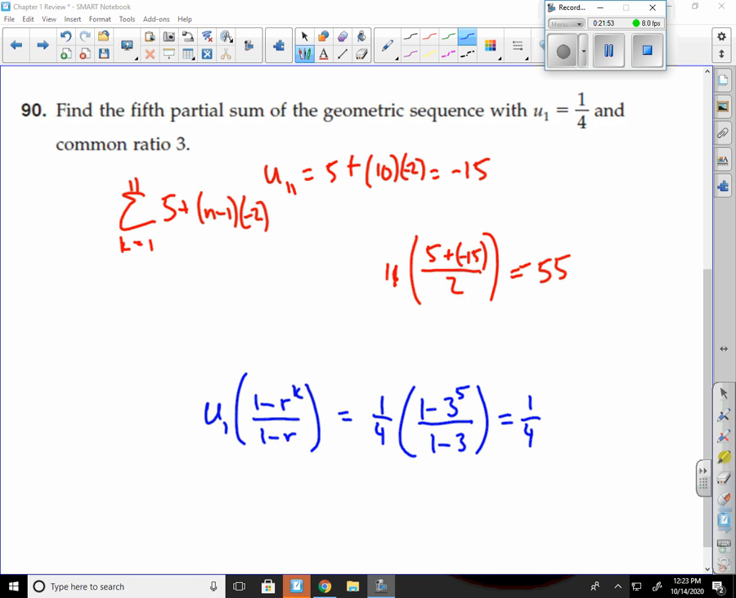Gives me 1/4. 3 to the 5th is going to be 243. 1 minus that gives me negative 242 over negative 2. It's 121 times 1/4, which is 30.25.